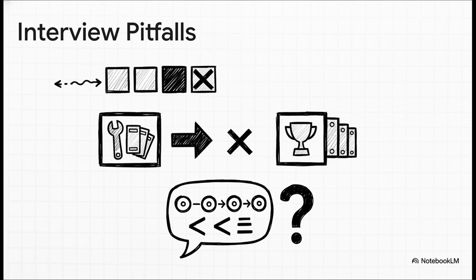If they ask you to actually reconstruct the sequence, you'll need another trick like storing back pointers. And of course, always clarify up front: do you want strictly increasing or is non-decreasing okay? Oh, and don't get thrown off by negative numbers. The logic works exactly the same.